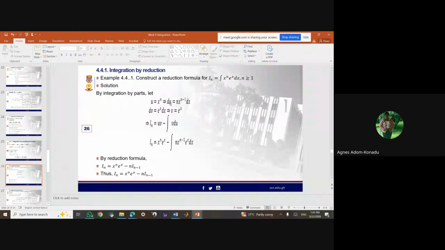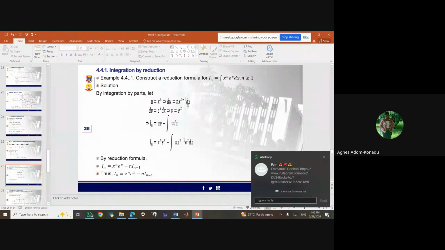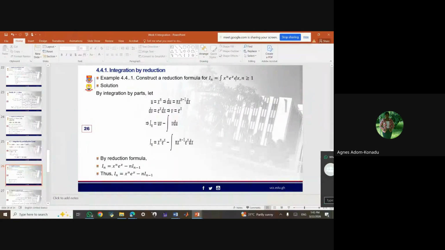So when I differentiate, my du will be n x to the power n minus 1 dx. Then my dv will be e to the power x dx, so I have to find v. So my v will be e to the power x. And remember the formula is uv minus integral of v du. So I'll make the substitution. My u is x to the power n, my v is e to the power x, minus integral of v, which is e to the power x, my du is n x to the power n minus 1.